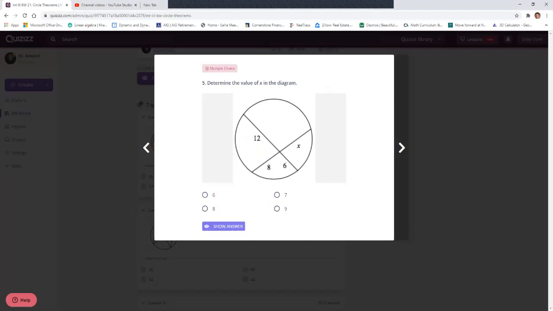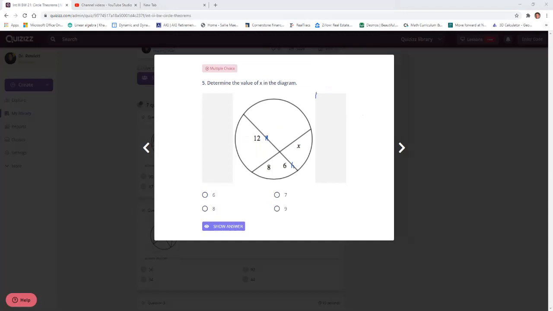Number 5, determine the value of x in the diagram. In this diagram, we have two intersecting chords. And the formula for intersecting chords is not too bad. We just have to cross multiply, basically. I'm going to multiply this 12 times 6.